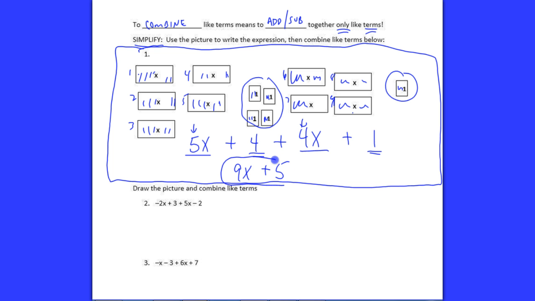And that is simplified. In math we call that simplified because we've combined all the like terms, but do not add together the terms that are different. You can't do that because that actually means to multiply.